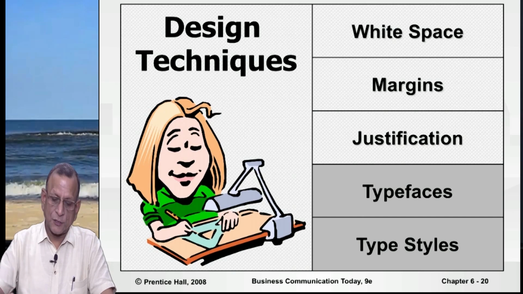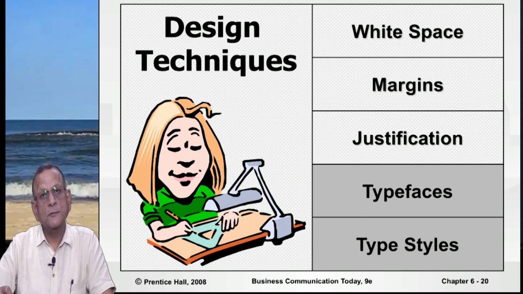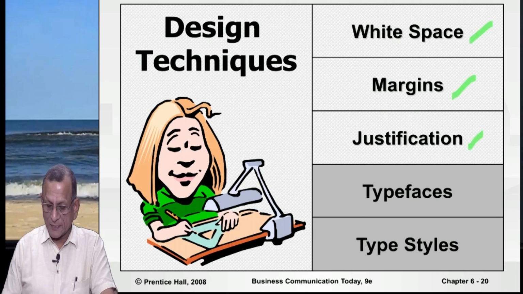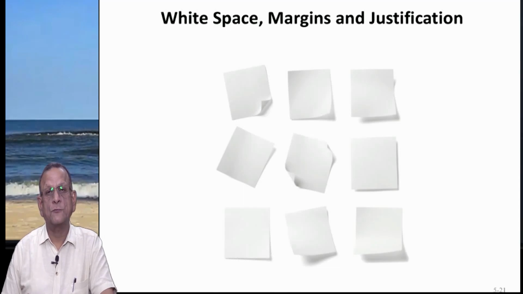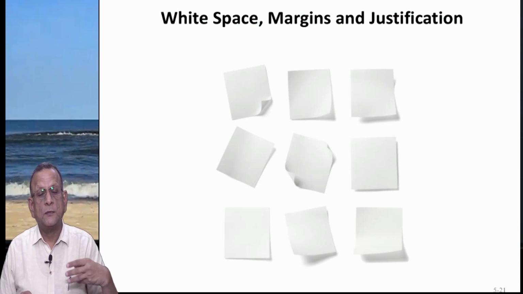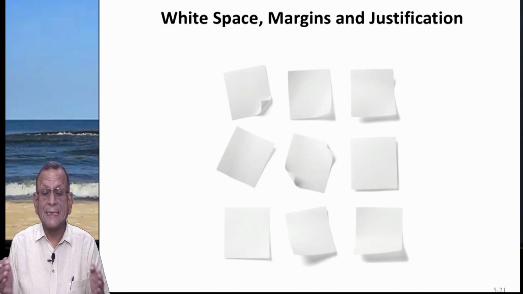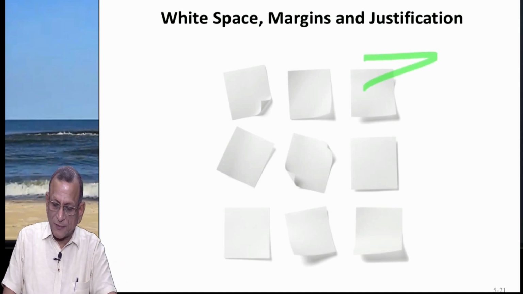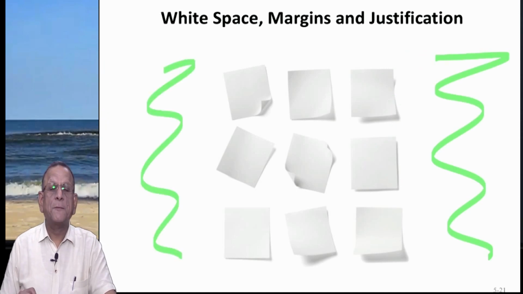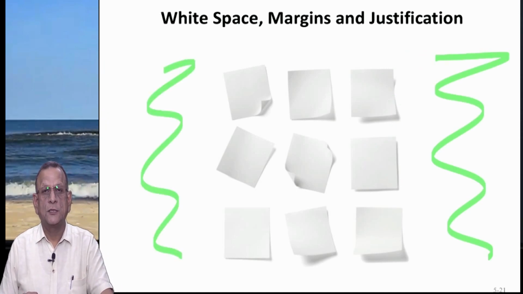In this designing section, what we are supposed to take care of is white spaces, margins and justification. White spaces means what? Make sure that your document is not over-worded, over-designed, and has white space also. A lot of white space is required. It makes the document soothing and readable.